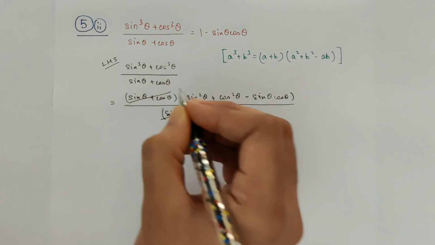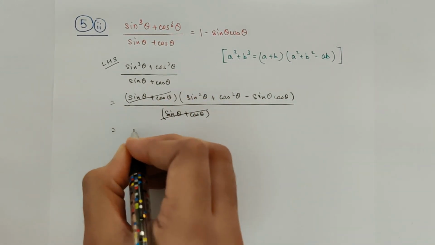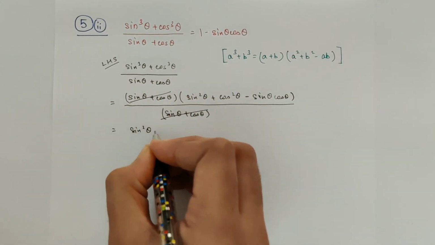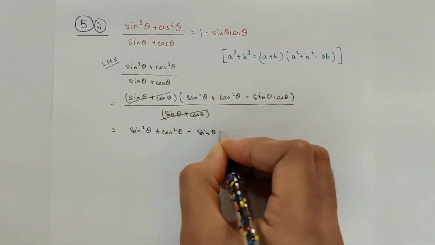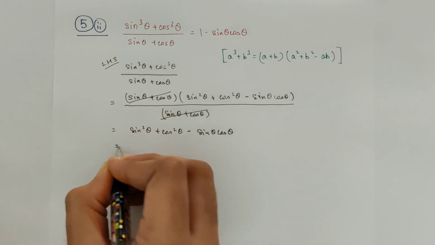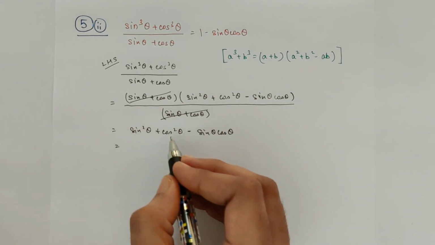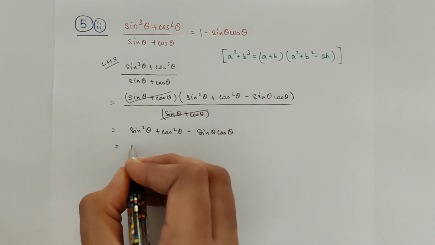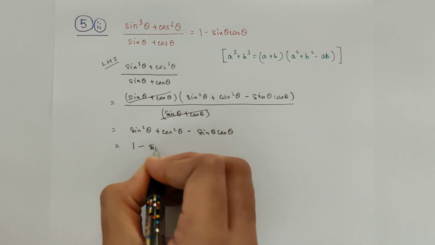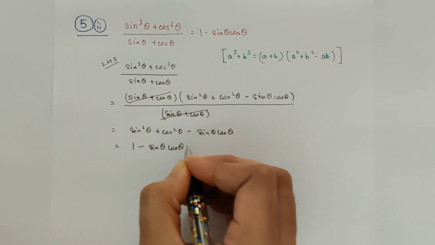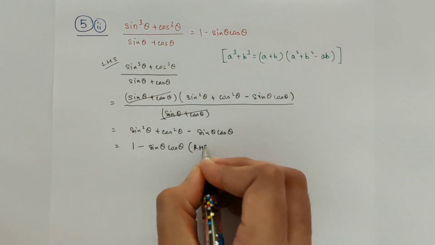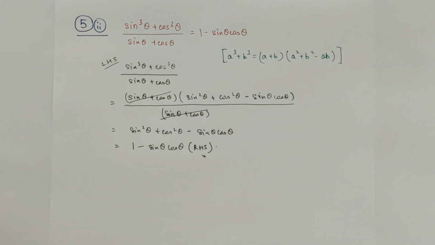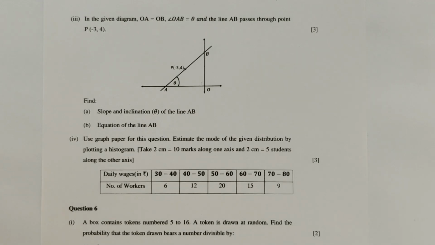This term and this term will get cancelled out. So what we will get? Sine square theta plus cos square theta minus sine theta cos theta. And we know that sine square theta plus cos square theta is equal to 1. So we will have 1 minus sine theta cos theta, which is equal to the right hand side. So RHS proved. Now we will move on to the next sum. Moving on to part 3.